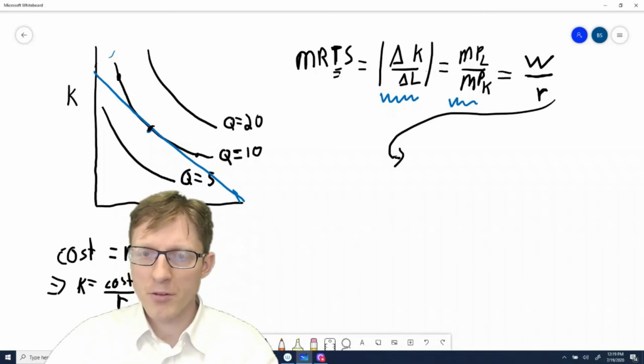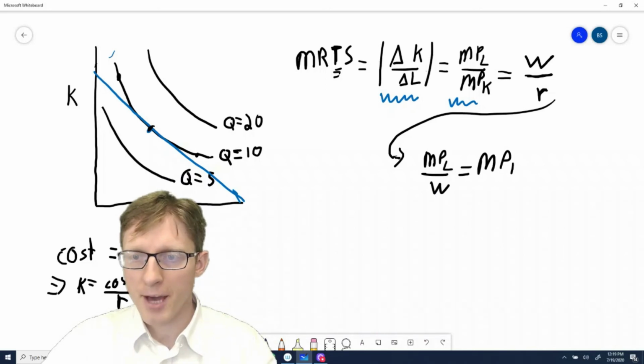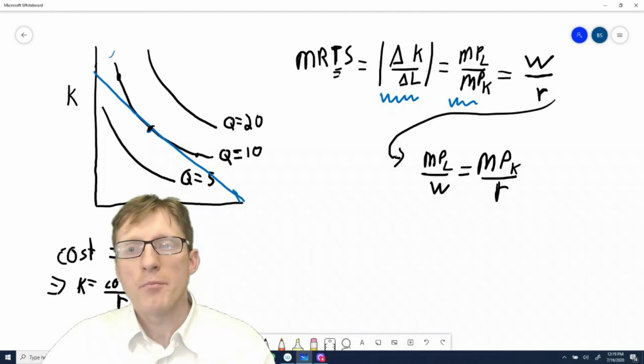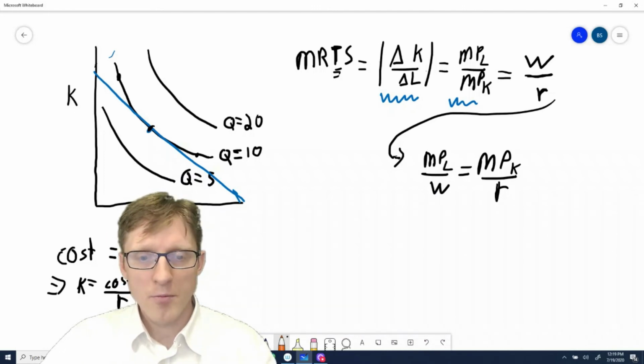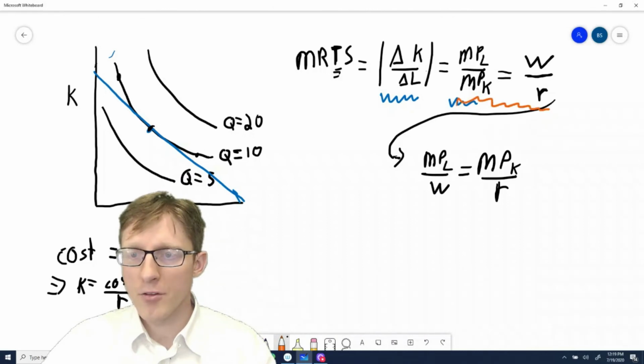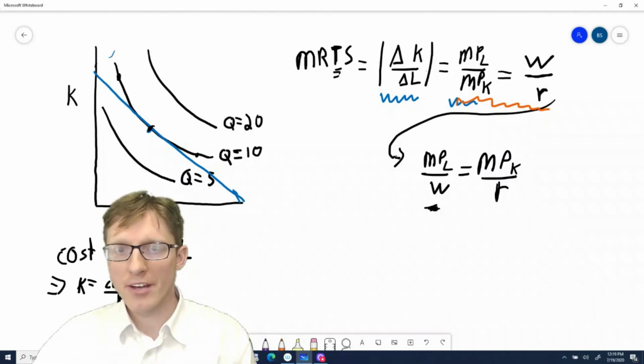Okay, so to show this intuition, let's rearrange this equation. And we'll rearrange it to show that the marginal product of labor divided by the wage rate is equal to the marginal product of capital divided by the price of capital. Basically, what I did is I divided both sides of this part up here by W and multiplied both sides by the marginal product of capital. So let's look just at the left-hand side.